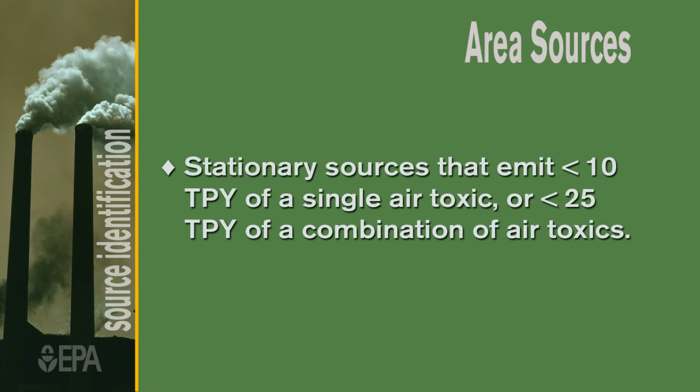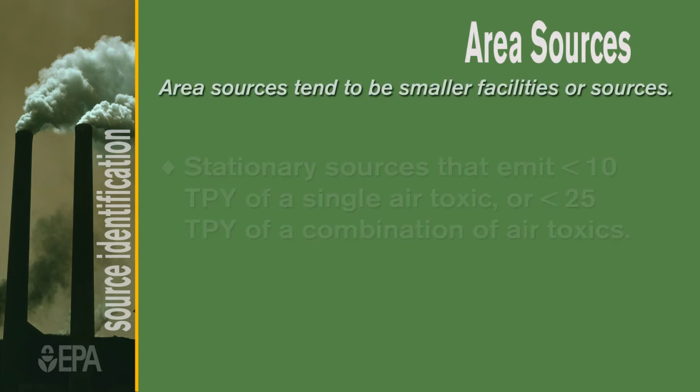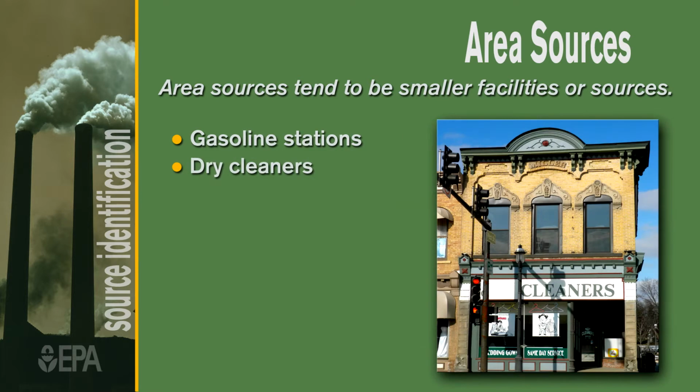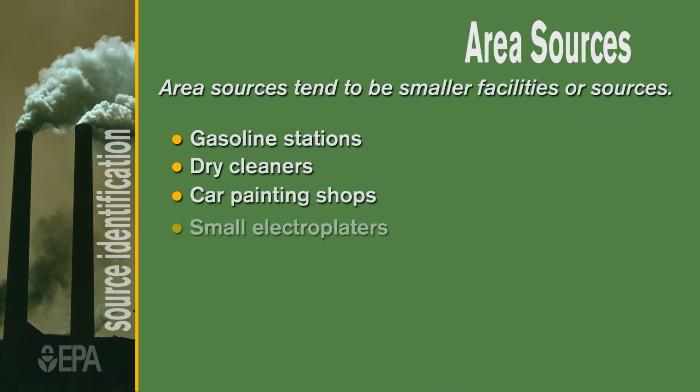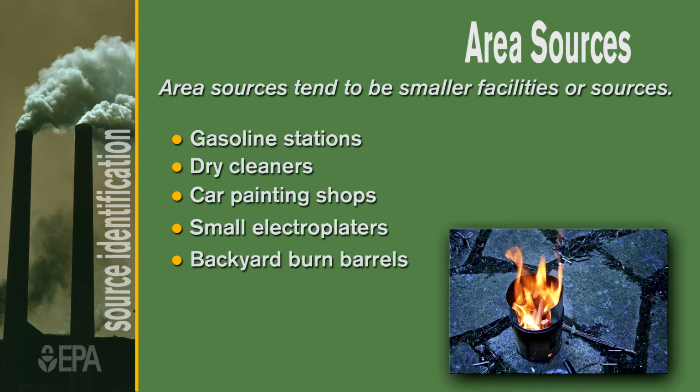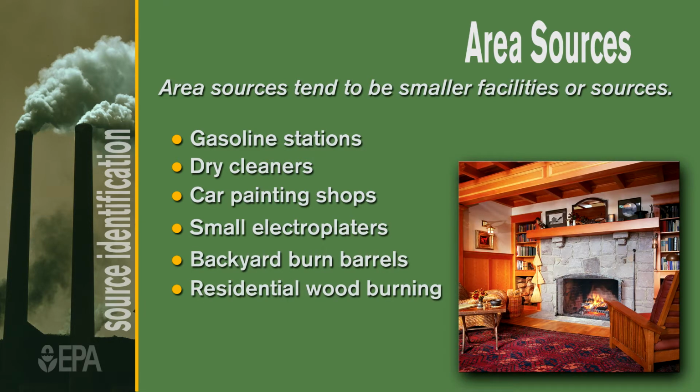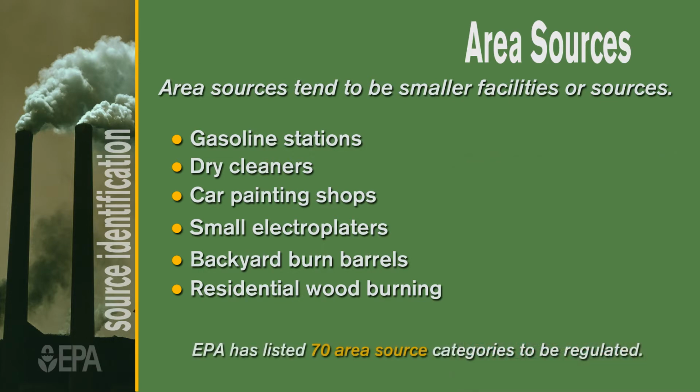Area sources are stationary sources that emit less than 10 tons per year of a single air toxic or less than 25 tons per year of a combination of air toxics or hazardous air pollutants. In general, area sources are usually smaller facilities or aggregated sources. They include such things as gasoline stations, dry cleaners, car painting shops, chrome electroplaters, and at residences they can include backyard burning barrels, residential wood burning, which includes wood stoves and fireplaces. EPA has listed 70 area source categories that we've developed regulations for to date.